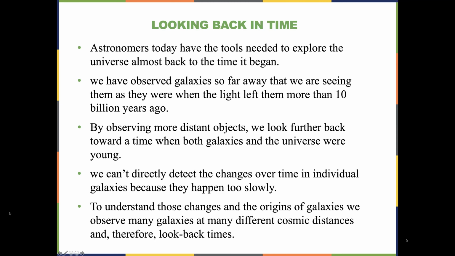Then we talked about Hubble's law. When you look at these distant galaxies, we can see that they are moving away from us, so the galaxies are redshifted. And at the same time, Hubble found this relationship between the recessional velocity of a galaxy and its distance, which we called Hubble's law.